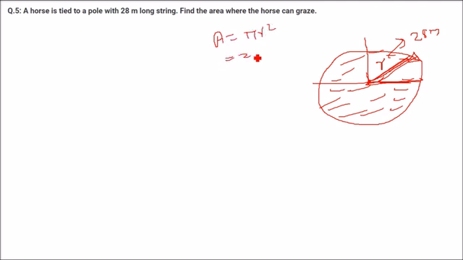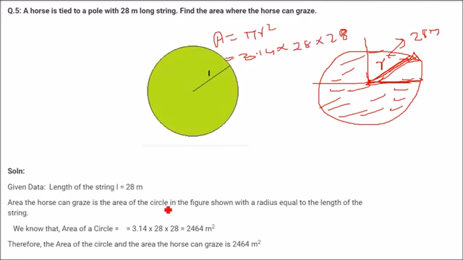Area will be equal to pi r square. Pi is 3.14. R is 28. 28 into 28. So you are going to get 2464 meters square.